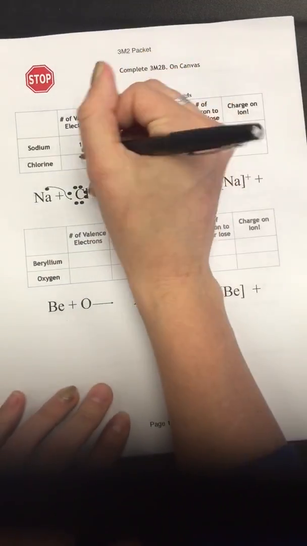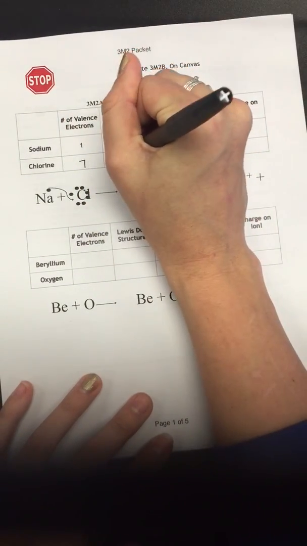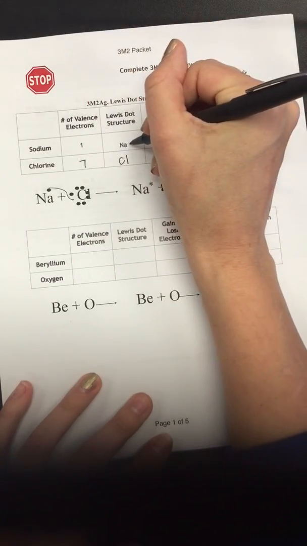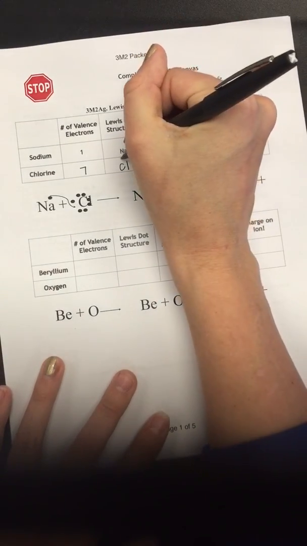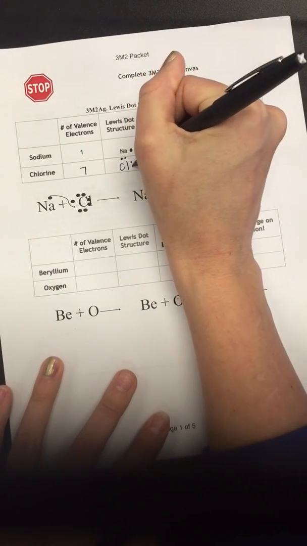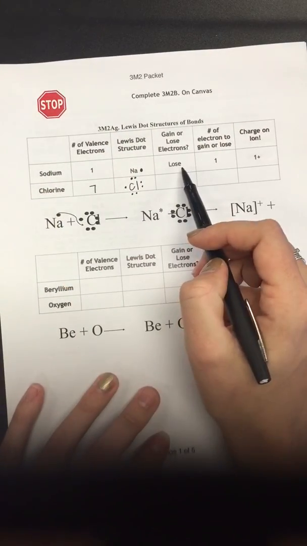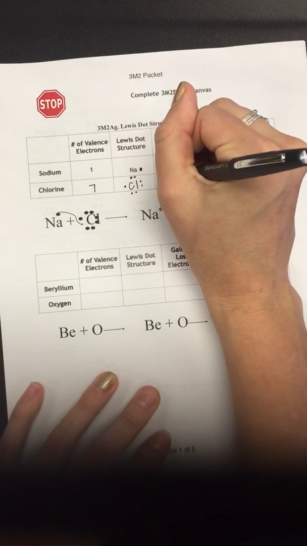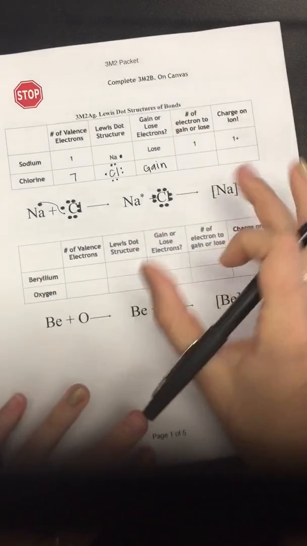Chlorine is in group 17, so that means it has 7 valence electrons. And then we'll draw its Lewis dot structure. Now, Na has 1 valence electron, so its Lewis dot individually just looks like that. Chlorine, we need to draw 7 of these. Now, sodium is a metal, so it's going to lose. And chlorine, it's going to be a lot easier to gain 1 than it is going to be to lose 7 to get to that full shell.